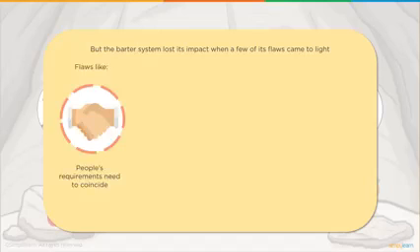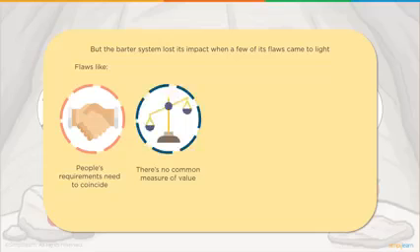These flaws include having people's requirements coincide. For example, say you have 5 apples and your friend has 5 oranges. You want some of his oranges. Until and unless your friend has a requirement for the apples that you own, he'll not be ready to make an exchange for it. There's no common measure of value. Since there's no common measure in terms of which the value of a commodity can be expressed, there's a problem when you have to decide how many apples you're ready to trade for one orange or a mango.